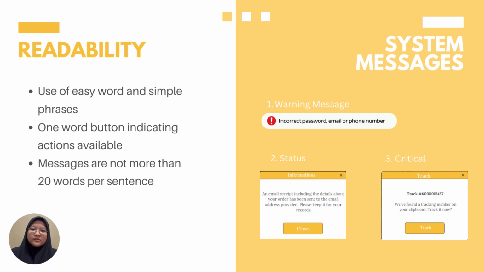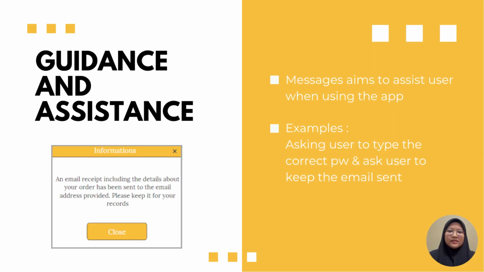We included several system messages such as warning messages, status messages to provide information of a process, and critical messages to call for attention when user action is needed. Lastly, guidance and assistance messages to assist users when using the app. This message can be seen as shown. The message includes tips for users to keep the receipt of their process for their record.